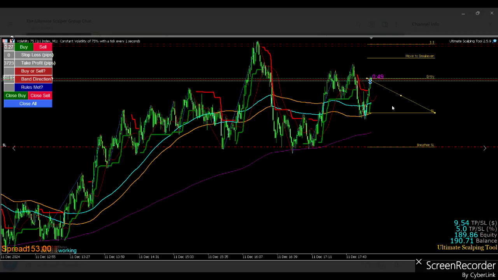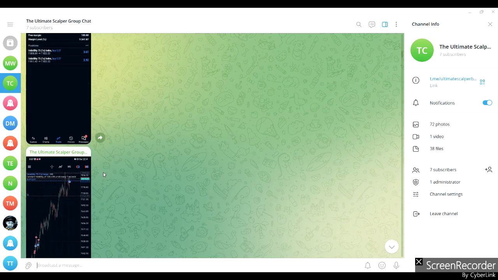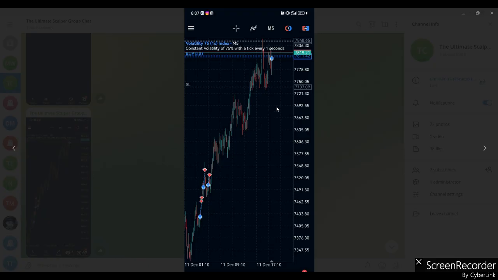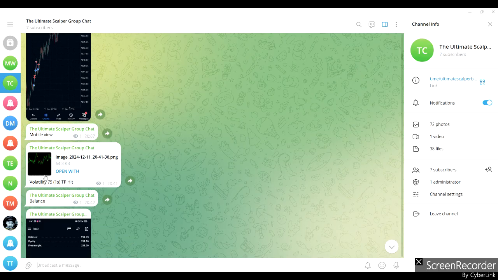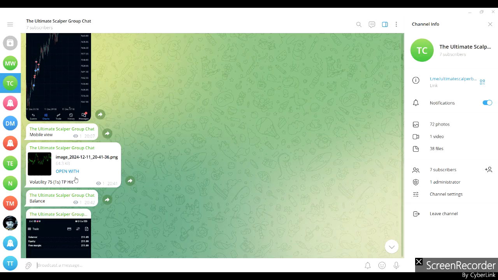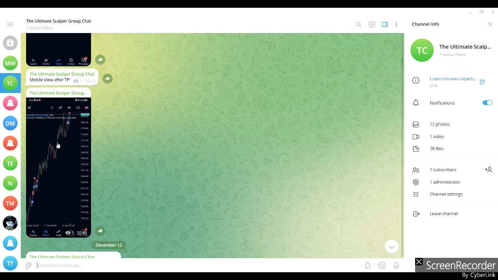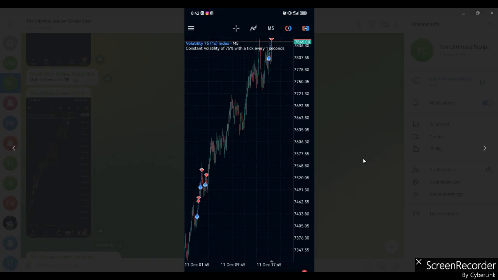Then I took another trade. This is Volatility 75 1s. I took 2 trades this time. This was the balance at this time, and this is the mobile view of how it was looking. And then they both hit my take profit, and my balance went back into profit. I had lost on that one currency pair. This is how it looked on the mobile when it hit the TP.